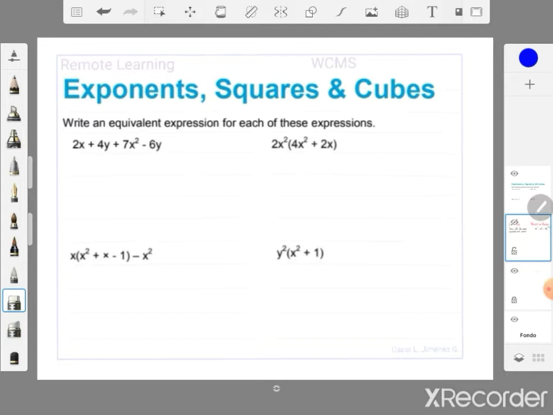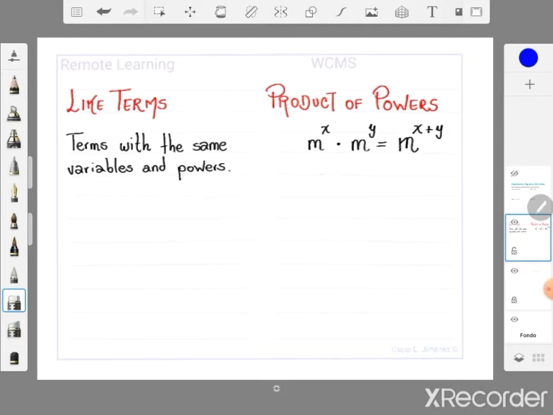So you can see we have numbers, we have letters, we have some small numbers called exponents or powers, and also we have some operations. We have addition, subtraction, and we have parentheses, okay? So we need to remember two things about the expressions, okay? The first thing we need to remember is something called like terms, okay? So what are like terms? Terms are expressions with the same variable and powers, okay?